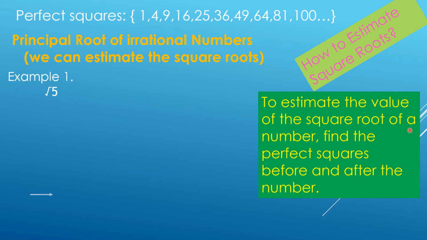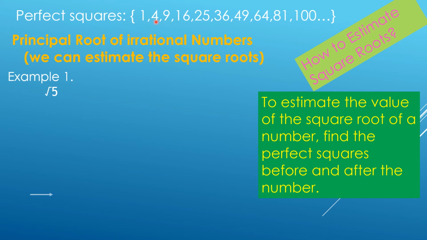So, let's have an example. Estimate the square root of 5. Okay, square root of 5. We know that the perfect squares are 4 and 9. We know that 5 is between these two numbers, right? Between these two perfect squares, 4 and 9.